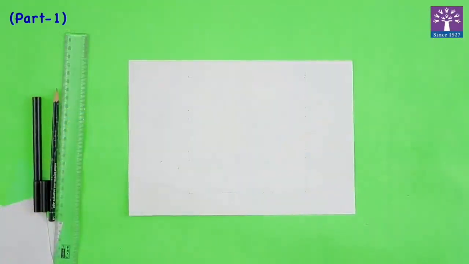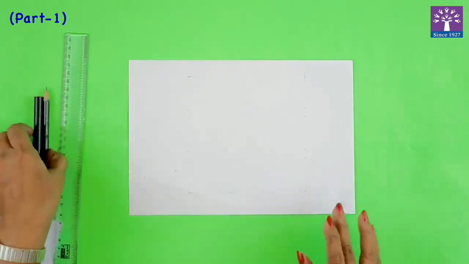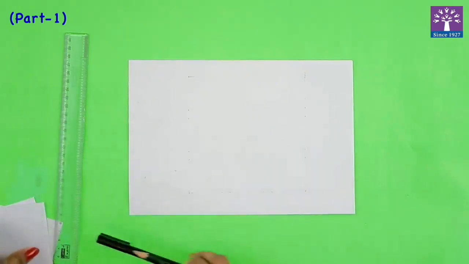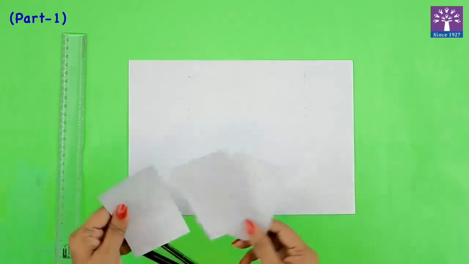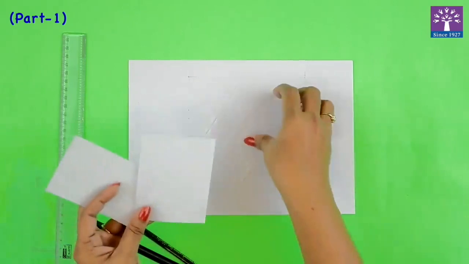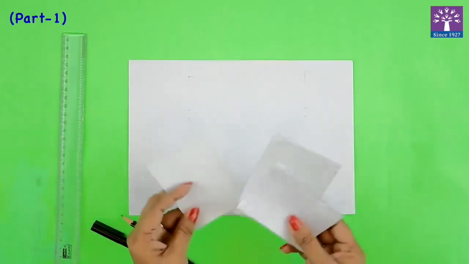Hello friends, our today's activity is grid perspective. We will need a scale, pencil, and sketch pen. I have cut a few rough papers. I've kept a few rough paper pieces ready.